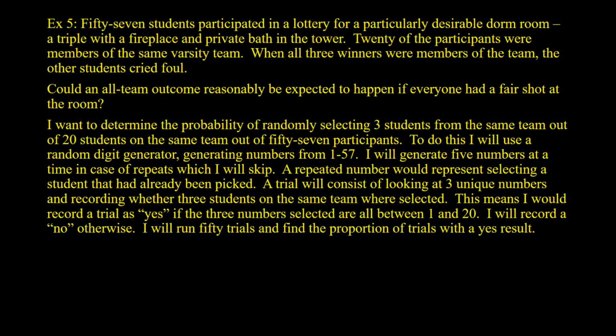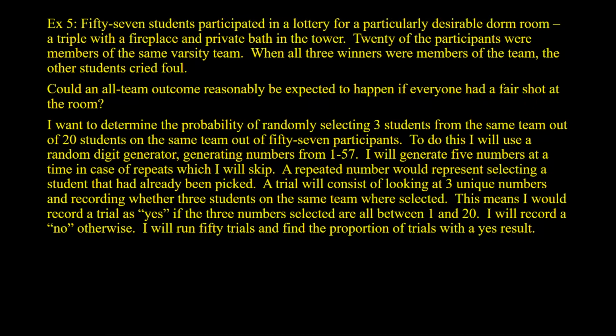In this case, we're going to use technology. And the nice thing about technology is I don't have to use just single digits or pairs of digits or 3 digits. I can tell it to pick numbers 1 through 12 if I wanted, 1 through 98. In this case, since there's 57 students, I'm going to tell it to generate numbers 1 through 57 to represent those 57 students. And then I'll tell it how many numbers to generate at a time, in this case 5, to account for any duplicates.